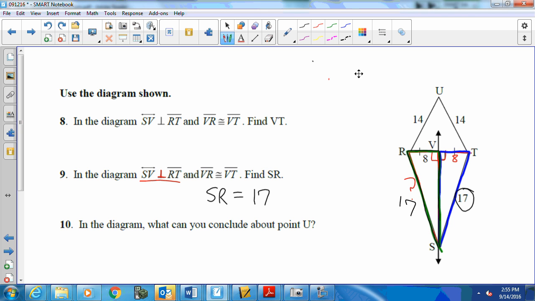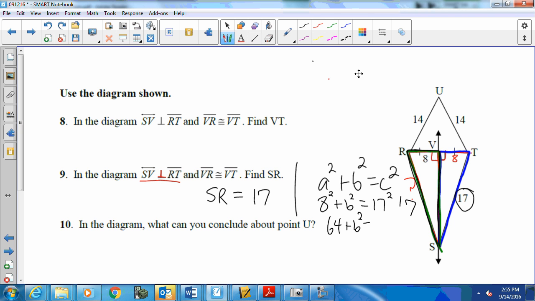Now, if I want to find VS, which I know it doesn't ask you this here, but I'm going to show you how to find VS. I'm going to take one of these triangles, and I'm going to do a squared plus b squared equals c squared. Hopefully you've seen this at some point in your career, all right? And what I would do is have 8 squared plus b squared is equal to 17 squared, and then I would have 64 plus b squared is equal to 17 squared.